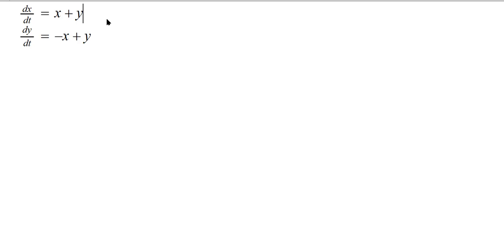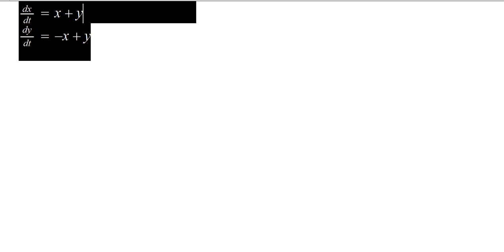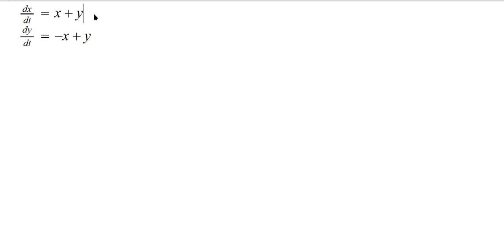In this video, we are going to attempt to solve this system of equations where x and y are functions of t and the derivatives are functions of x and y only. So you can rewrite them like this as before. Okay, so that is what we got here.